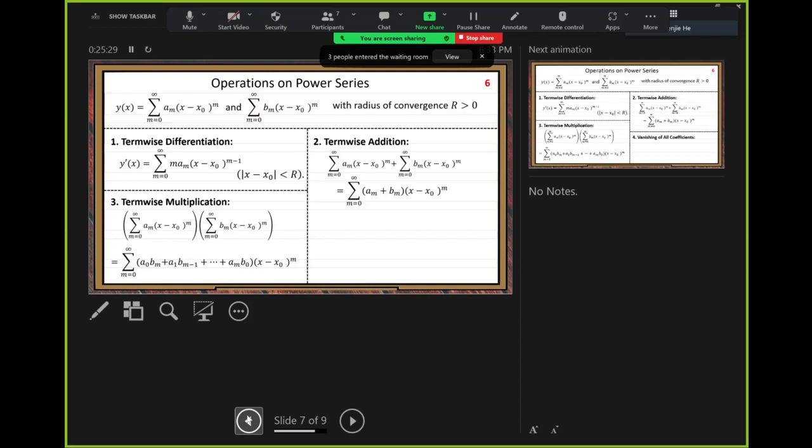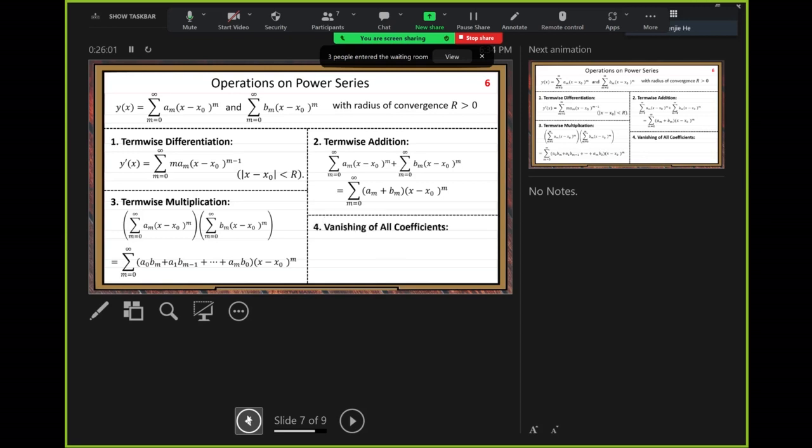Okay? So not too bad. But you need to add up these M plus 1 products to get a new coefficient of this term. That's the product. A little hard, but sometimes we may need to use that formula. All right, number 3.